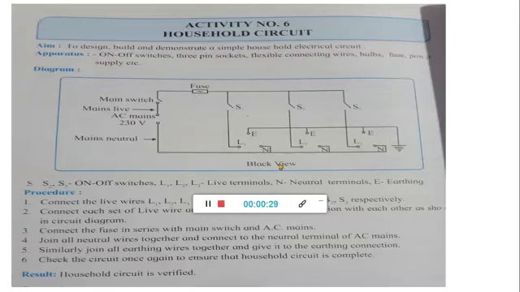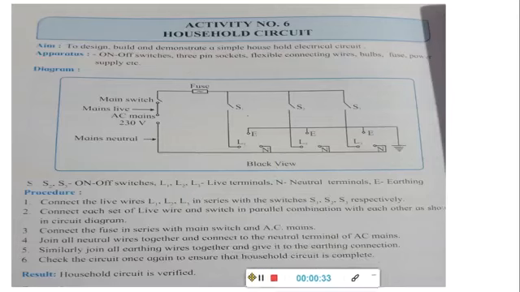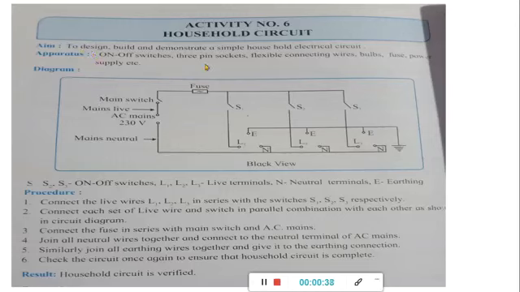Okay, the diagram part is given here. So in the exam, what all things do you have to write? Whatever aim is given in the slip, that will be your aim. Apparatus is shown over here: power supply, fuse, switches, bulb. This is the block view that is given, and connecting wire.